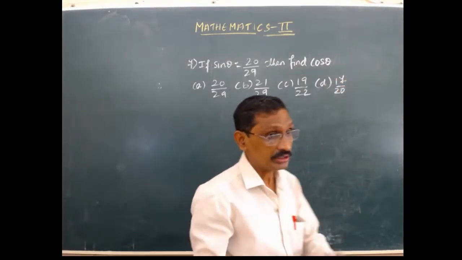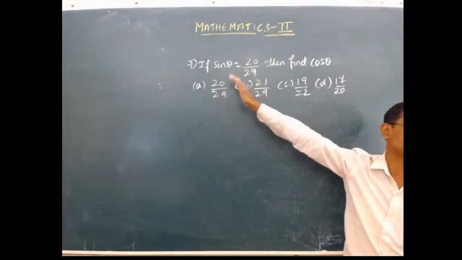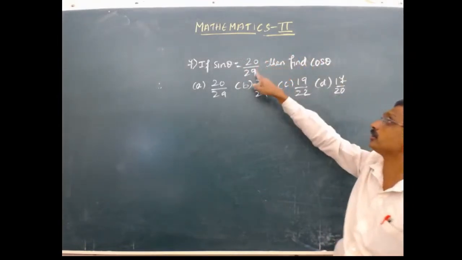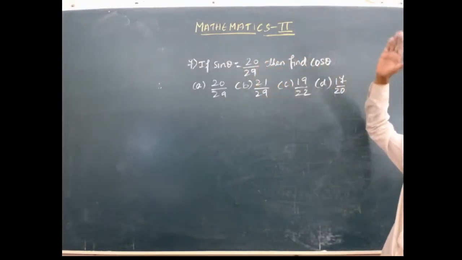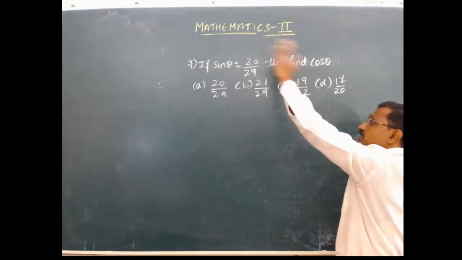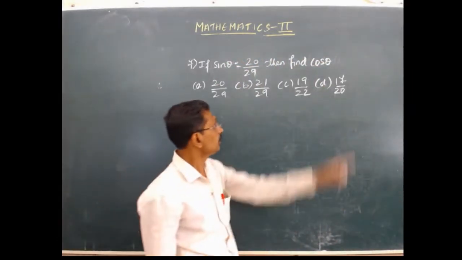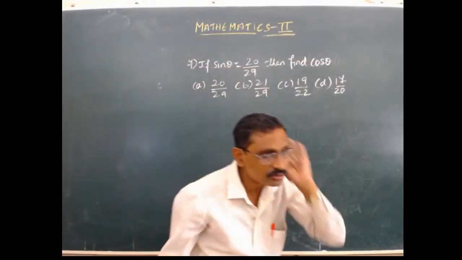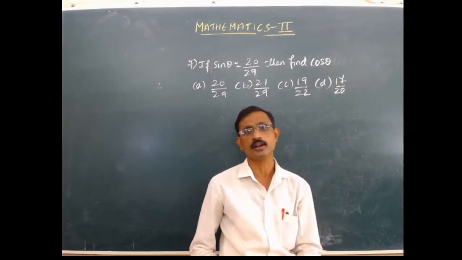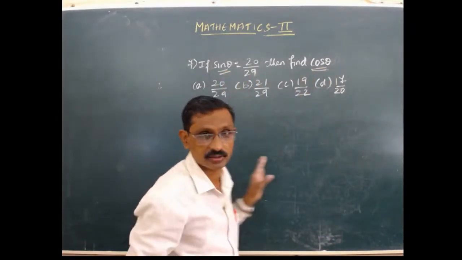As I usually say, look at the question. If sine theta is being assigned a certain value, what is the value assigned to the sine angle? 20 upon 29. Then find cos theta. What relation exists between sine theta and cos theta? That is very, very important. Why is cos theta asked, and why is the value of sine theta given? Definitely we can find a relation between them. First try to find out the relation, because as I told you, the question itself gives a hint.